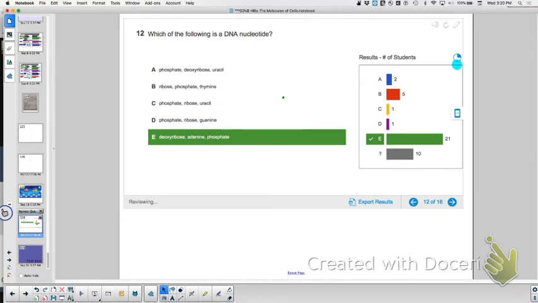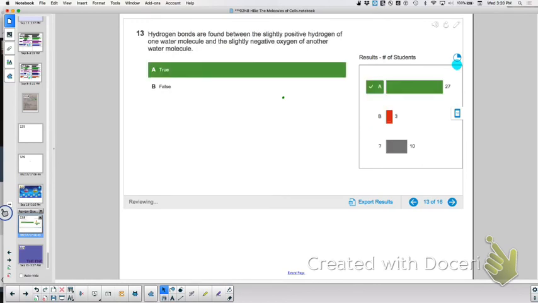Good job. Which of the following is a DNA nucleotide? Definitely E. What's wrong with A? Uracil. What's wrong with B? Ribose. What's wrong with C? Well, what's wrong with C? Because both of these would be found in RNA, and I asked what's found in DNA. Good. And D, what's wrong with D? Good. Number 13, hydrogen bonds are found between the slightly positive hydrogen of one and a slightly negative oxygen of another. That is true.